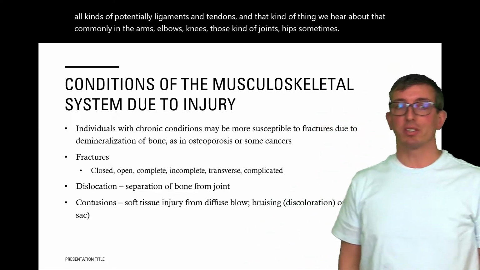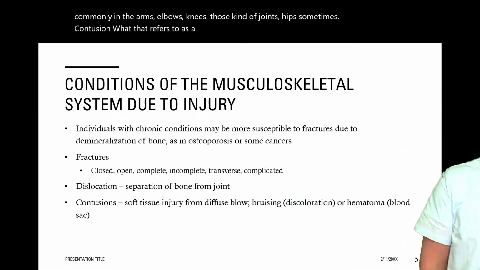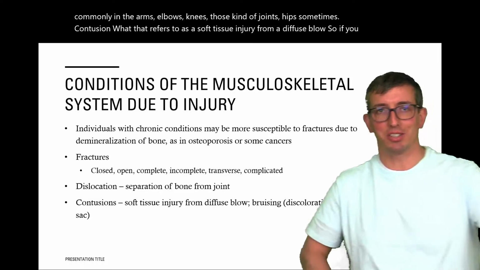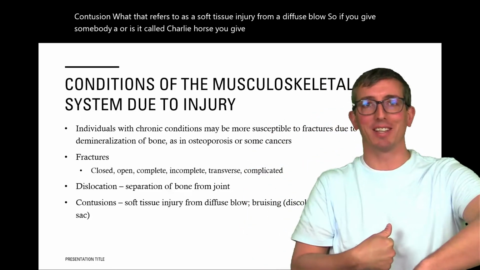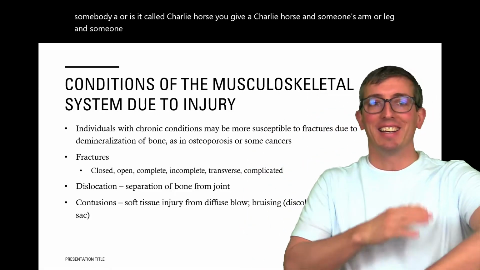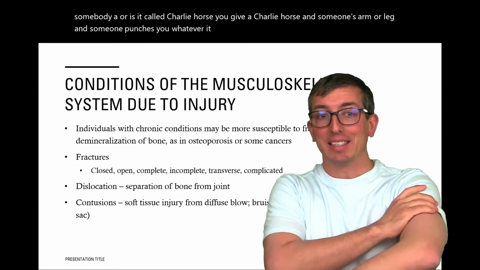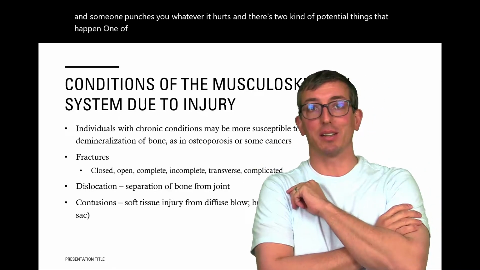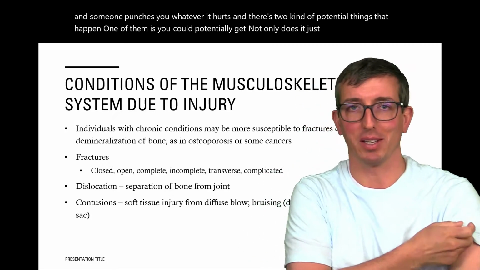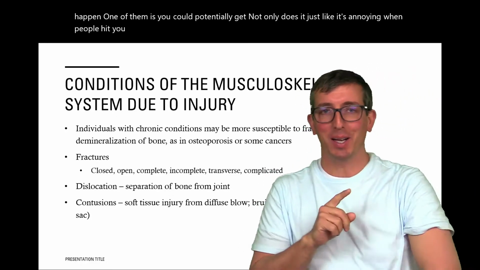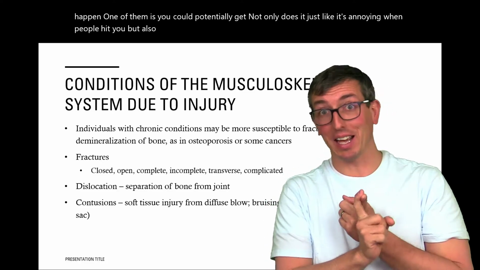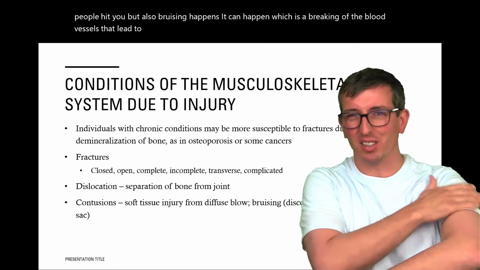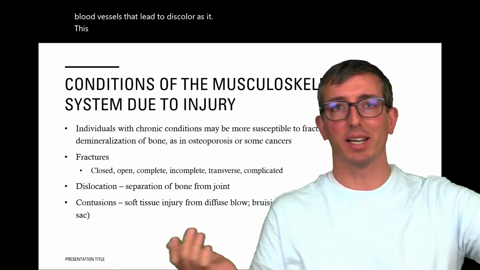Contusion, what that refers to is a soft tissue injury from a diffuse blow. So like if you give somebody, what is that called, a Charlie horse? You give a Charlie horse in someone's arm or leg and someone punches you or whatever, it hurts. And there's two potential things that happen. One of them is, not only is it annoying when people hit you, but bruising can happen, which is the breaking of the blood vessels that leads to discoloration. Everybody knows what a bruise is, right?